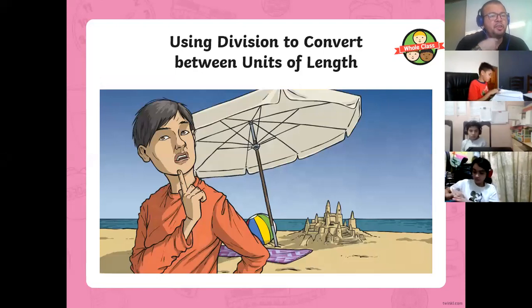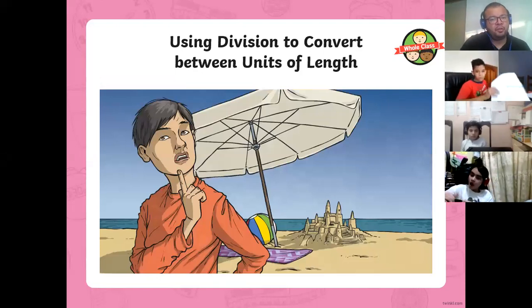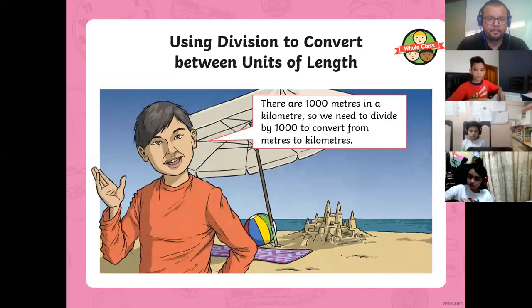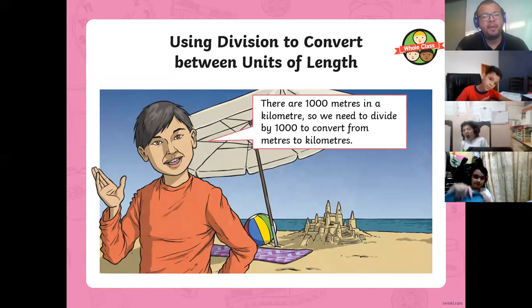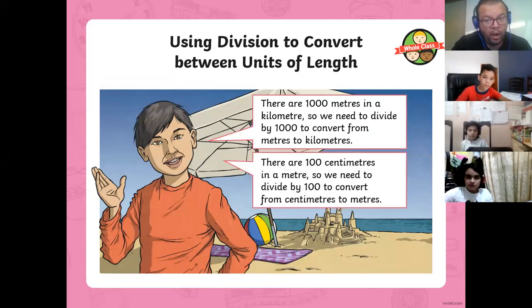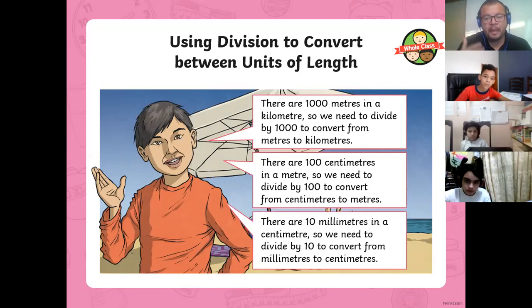Now, using division to convert between units of length. There are 1,000 meters in a kilometer, so we need to divide by 1,000 to convert from meters to kilometers. There are 100 centimeters in a meter, so we need to divide by 100 to convert from centimeters to meters. And there are 10 millimeters in a centimeter, so we need to divide by 10 to convert from millimeters to centimeters.